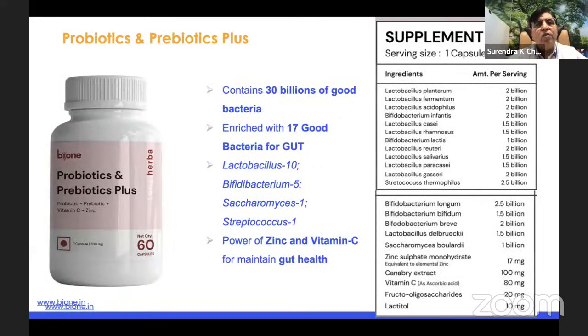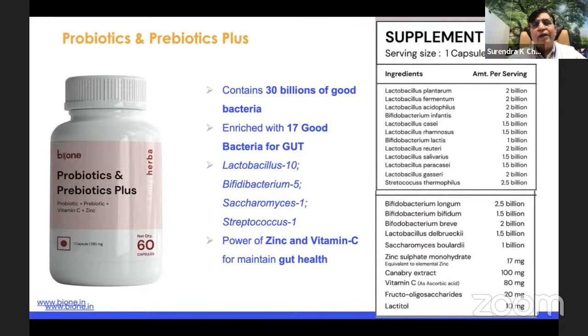Now take an example of probiotics. This is called probiotic and prebiotic plus. As I explained, probiotic we can take as a capsule, as a yogurt, or from different sources which are available. I'm going to explain all the sources; today I'm just having a few of them in this presentation.